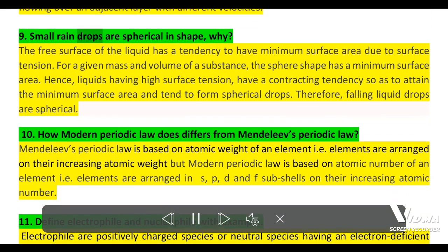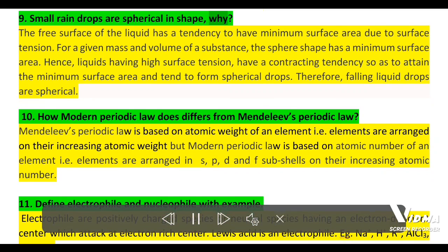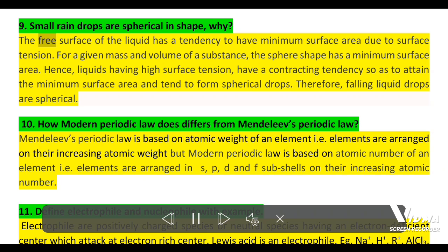9. Small raindrops are spherical in shape. Why? The free surface of the liquid has a tendency to have minimum surface area due to surface tension. For a given mass and volume of a substance, the sphere shape has a minimum surface area. Hence, liquids having high surface tension have a contracting tendency so as to attain the minimum surface area and tend to form spherical drops. Therefore, falling liquid drops are spherical.